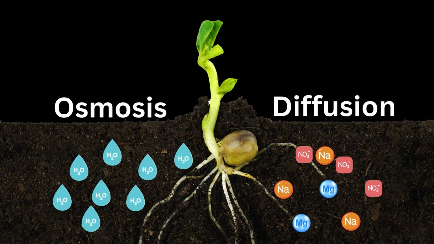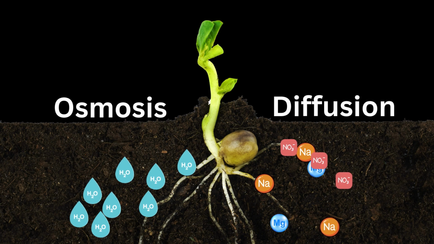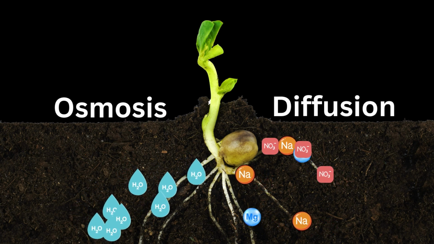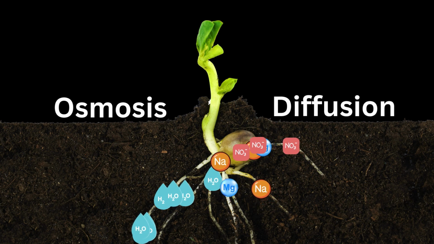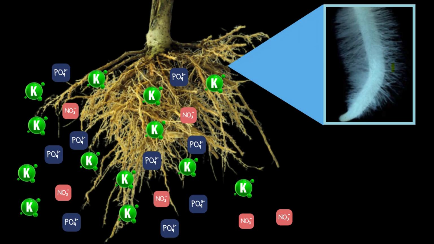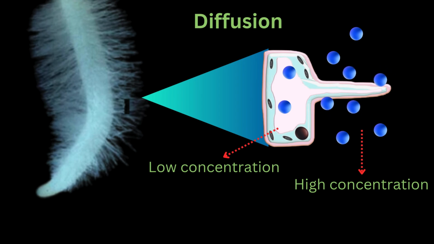Diffusion also occurs in the roots of plants. While water uptake in roots is largely driven by osmosis, the uptake of minerals involves diffusion through the soil and into the root hair cells. Minerals such as potassium, nitrate, and phosphate dissolve in soil water, creating a concentration gradient around the root surface. Minerals diffuse from areas of higher concentration in the soil to areas of lower concentration near the root hair cells.